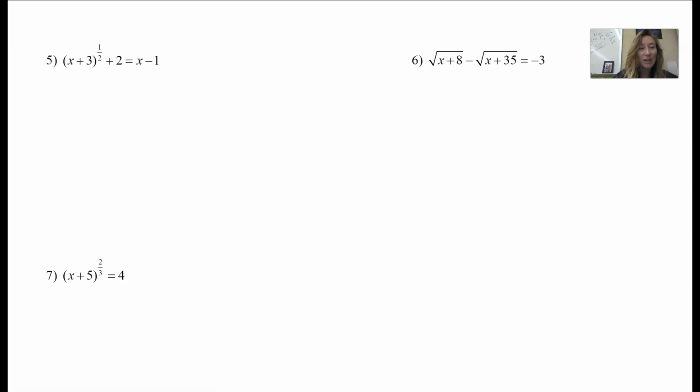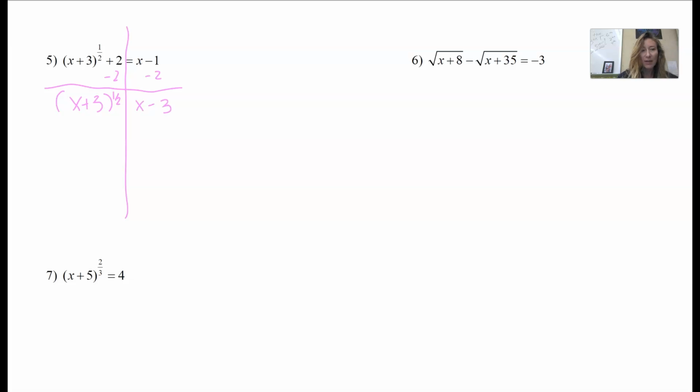Okay, so we're looking at solving number 5, which again is going to be very interesting because x is there twice. I draw my equal sign, make sure I balance the equation, and I want to isolate the rational exponent expression. So I need to get rid of the plus 2. When I do that, I'm left with x plus 3 to the 1/2 power is equal to x minus 3.